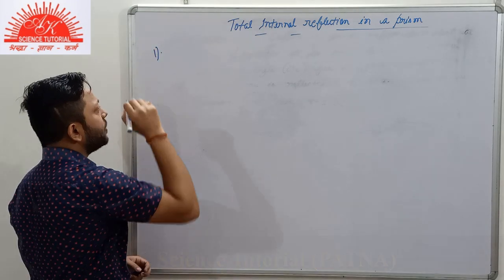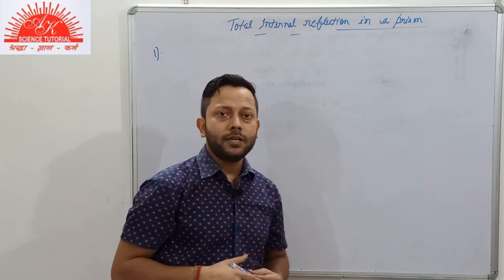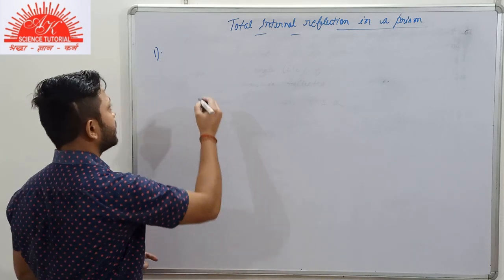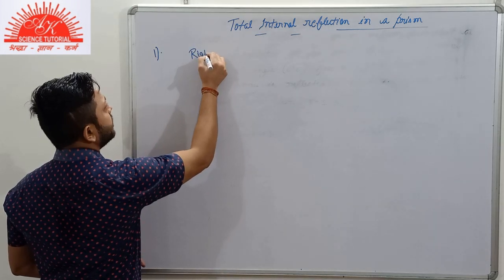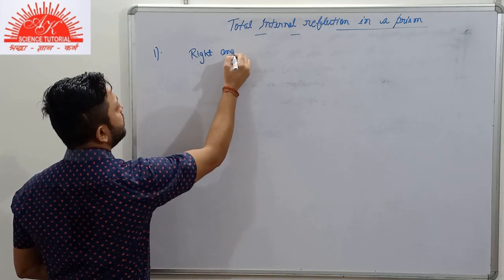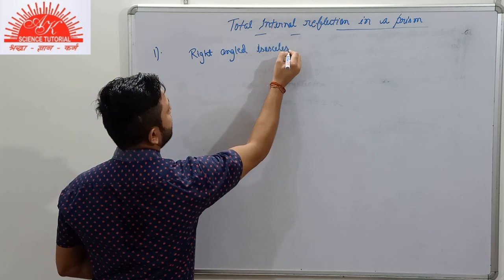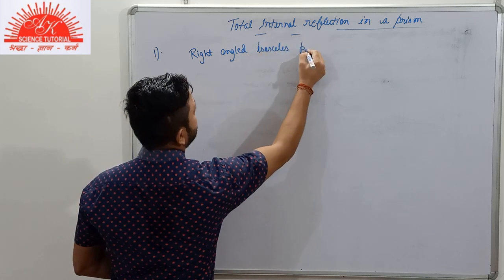Basically, the very first type of prism that we'll be discussing is the right angled isosceles prism.